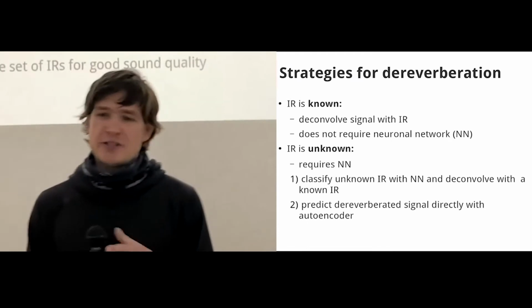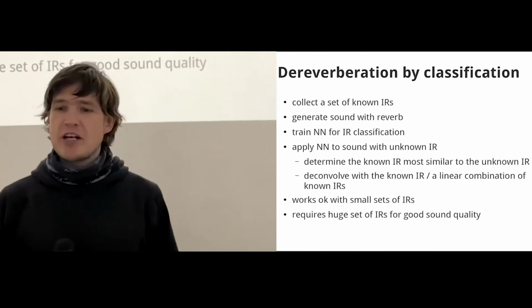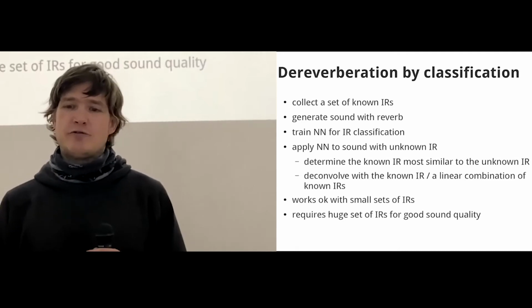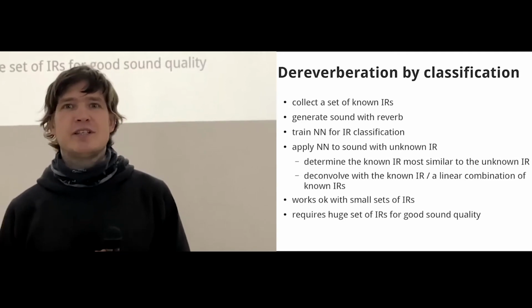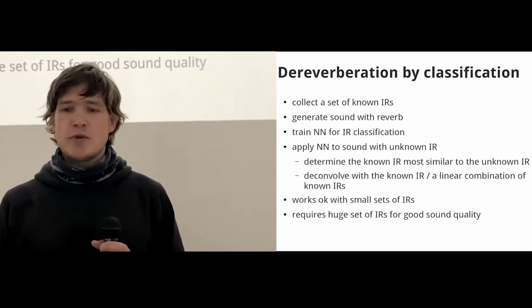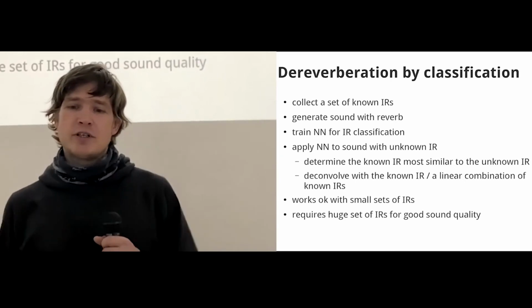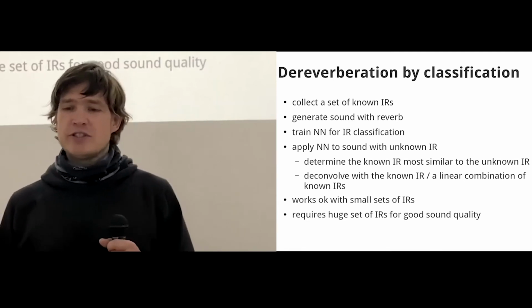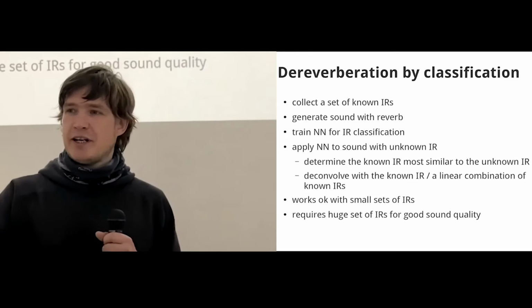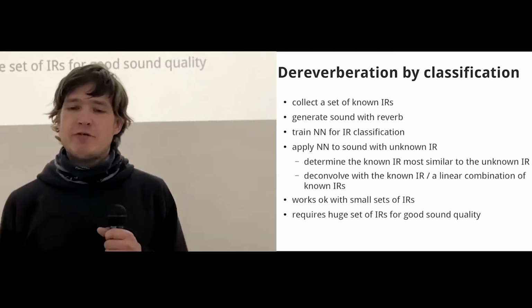So the first strategy we tried is dereverberation by classification. It works as follows. You collect this set of known impulse responses. From that, you generate your sound with reverb. Then you train a neural network for this impulse response classification, which means now this network can really recognize the kind of reverb you have in your sound.